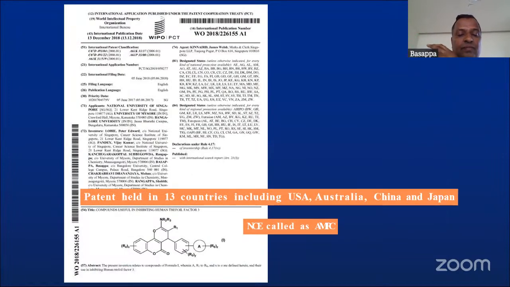Now for some more of the work that we do in our laboratory. This slide will tell you about the patented aminonitriles that we have patented in 13 countries. Recently, last month, we got a Japan patent too.